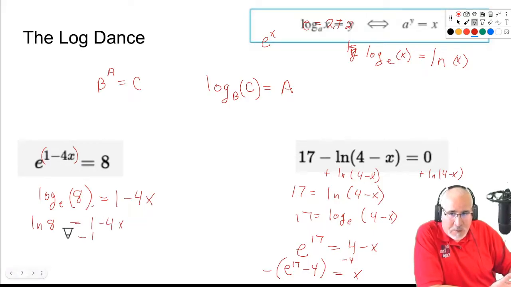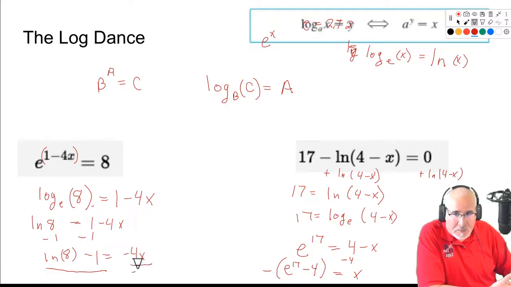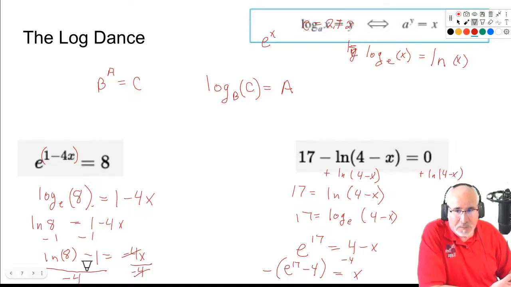So subtract 1 from both sides. We get ln of 8, put parentheses around that, minus 1 equals negative 4x. We're going to divide both sides by negative 4. When we do it on this side, negative 4 divided by negative 4 is 1. So we get x equals natural log of 8 minus 1 over negative 4.